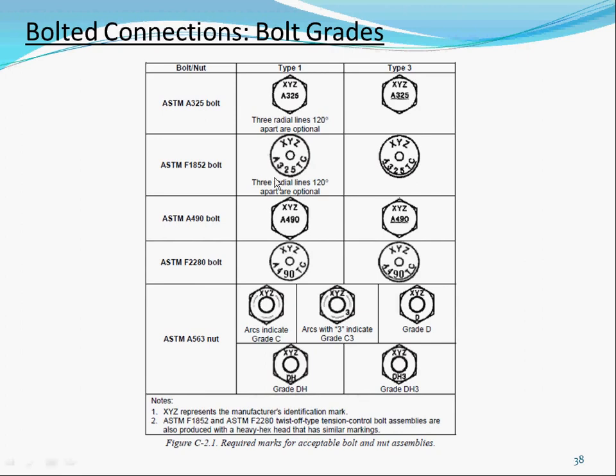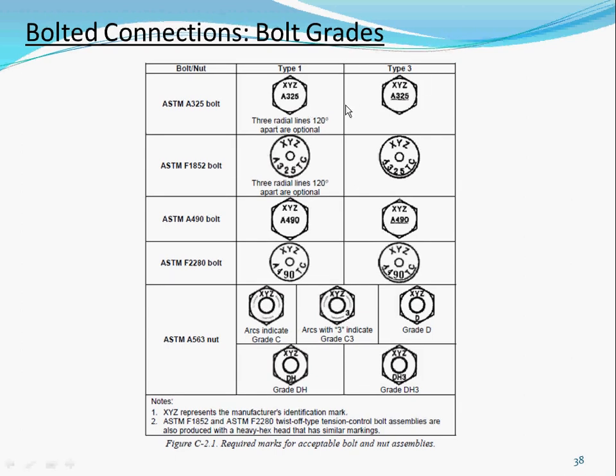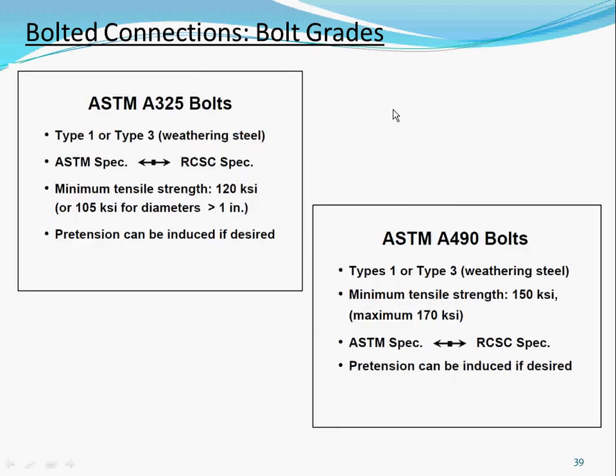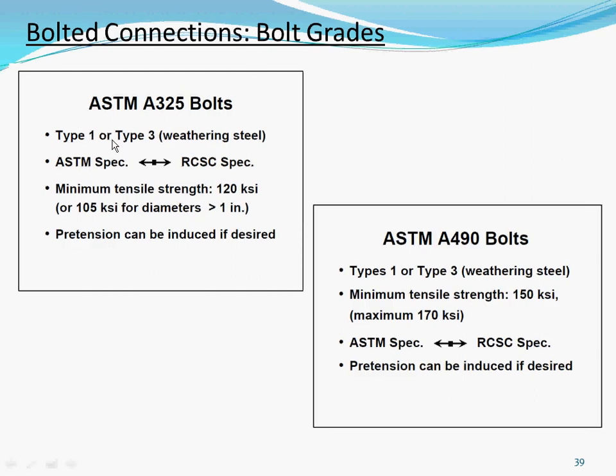They used to have a type 2, but they got rid of it. Type 2 was for corrosion. Now it's just limited to type 1 and type 3, so there's no type 2 anymore. They either condensed it or removed it. So type 1 or type 3, and type 3 is the weathering steel.